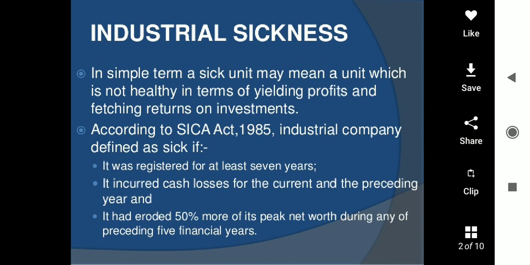So, dear students, today is 17th of May 2021, and it's your entrepreneurship development class of BBA and BCom fourth semester. So today's topic is industrial sickness. You all are aware about the term sickness.